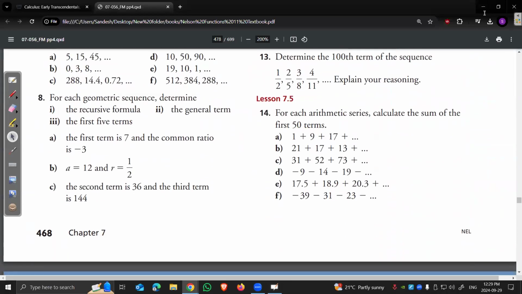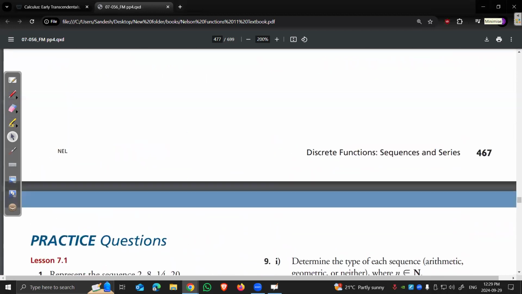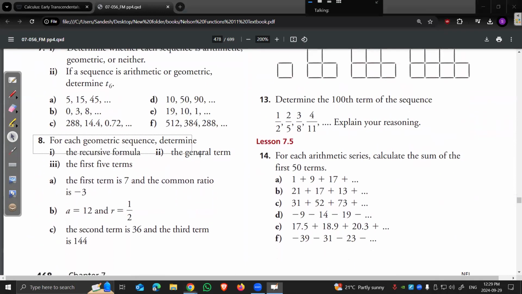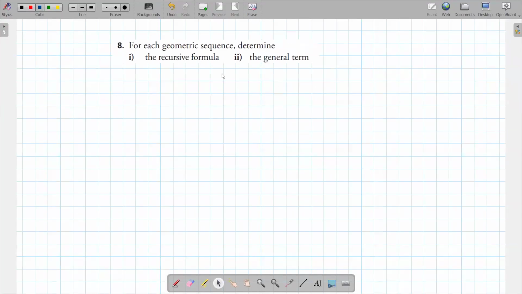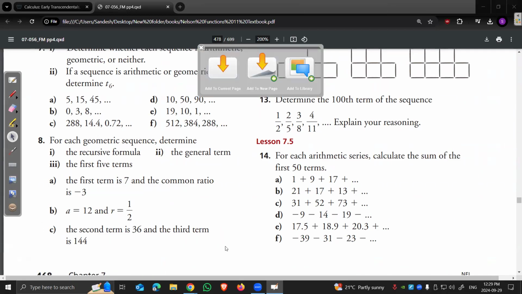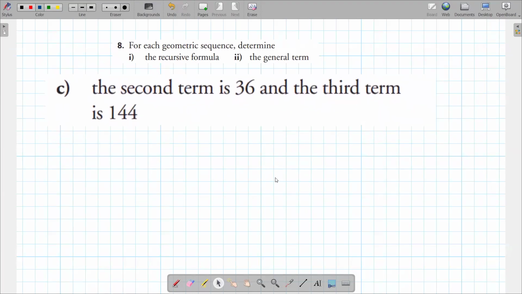I'm not going to waste time with more of them. This is going to be tricky, I think. We're not going to do the first 5 terms thing. We can ignore these as well. Let's try this one. So it says this is a geometric sequence. Determine the recursive formula and the general term.